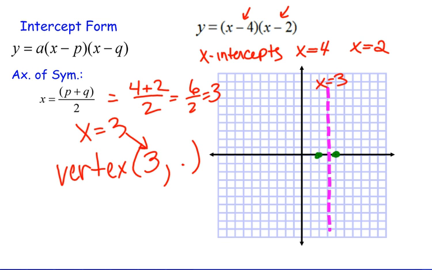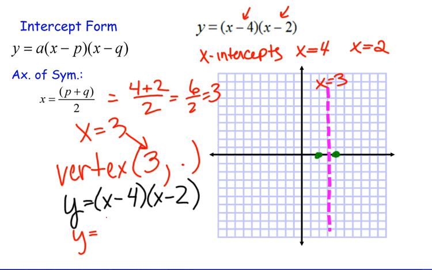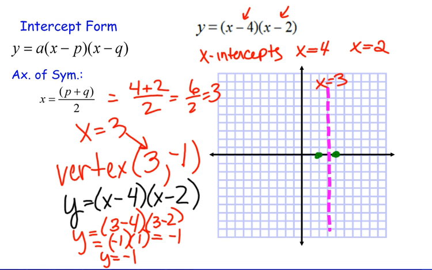So what we have to do is go back to our original equation. This is what they originally gave me, y equals x minus 4 times x minus 2. And I say, well, what is my y here when x is indeed 3? 3 minus 4 and 3 minus 2. Well, y would equal a negative 1 times a positive 1, which would be a negative 1. So y equals negative 1 when x equals 3. So the point that I need right here is 3, negative 1. I'm going to move it just a little bit there. There is my lowest point on my axis of symmetry.